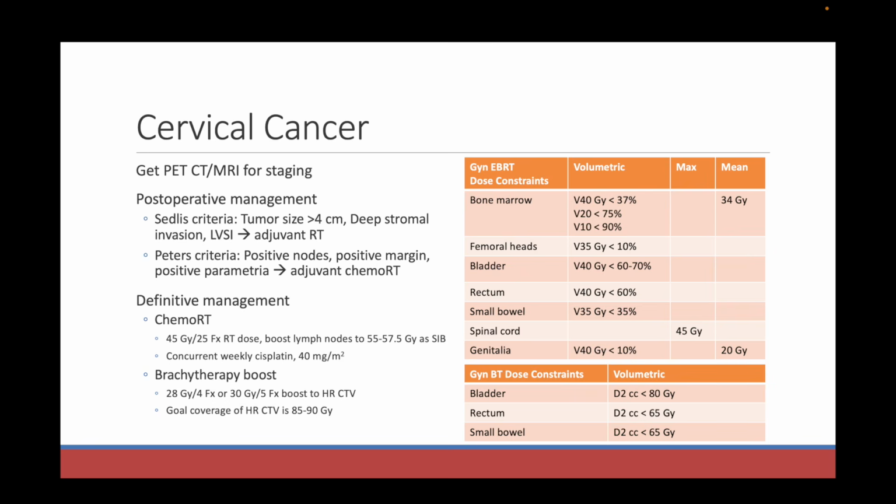In practice, if you're having difficulty, there's a little bit of leeway and you can go 65 to 70 gray, or you can do 80 to 85 gray for the bladder. But on boards, I would just say bladder dose to 2 cc's less than 80 gray. Everything else, including the rectum, less than 65 gray.